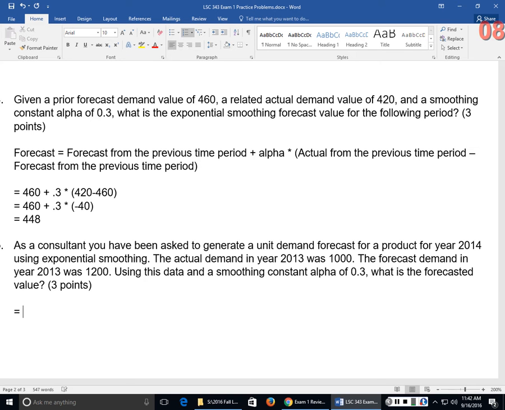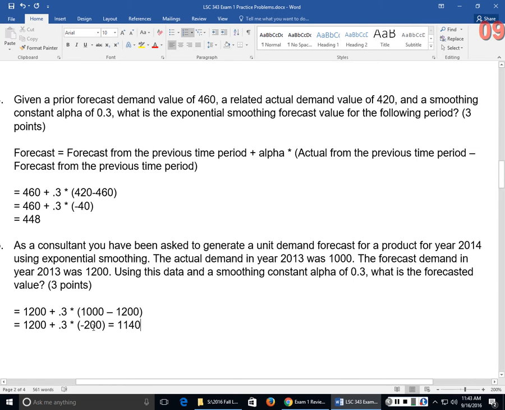So you would plug in that same equation, correct? Correct. So we're using exponential smoothing, so it's the same equation. So the forecast demand was 1,200, correct? Mm-hmm. And then plus 0.3 times parentheses 1,000 minus 1,200. There we go. So then it just becomes 1,200 plus 0.3 times negative 200. I'm going to finish that out. That becomes 1,140. Okay.